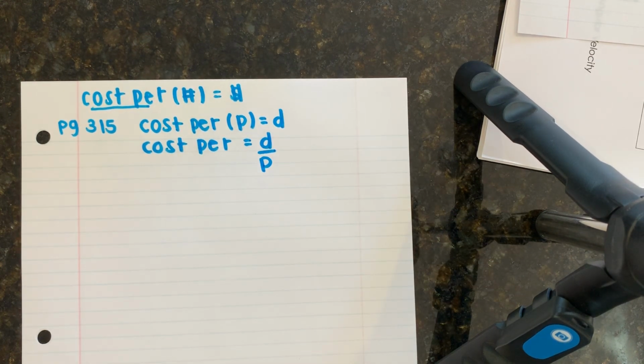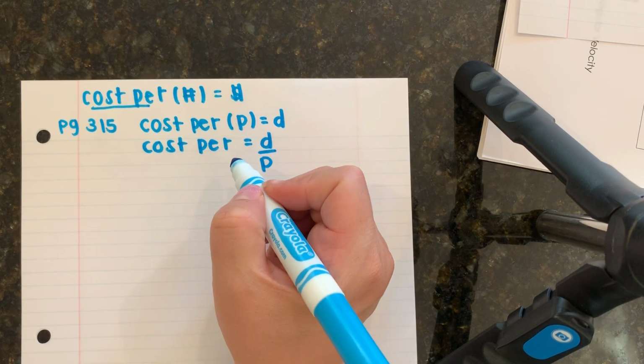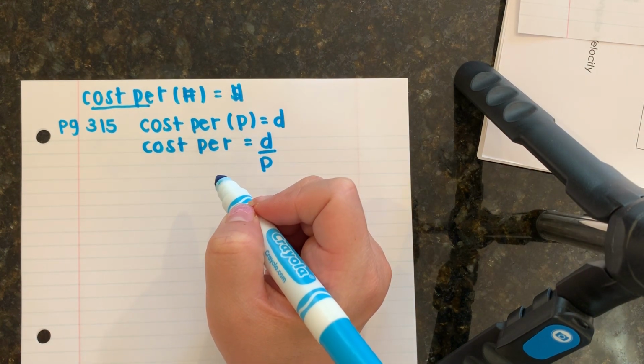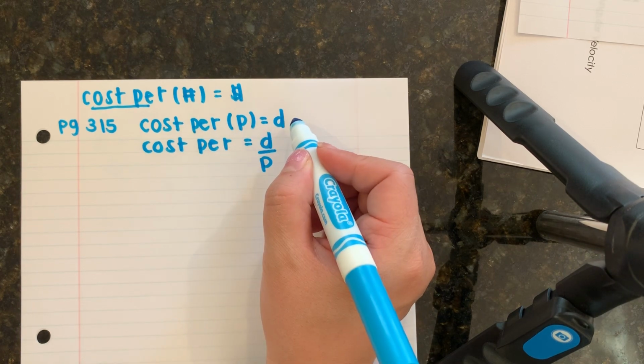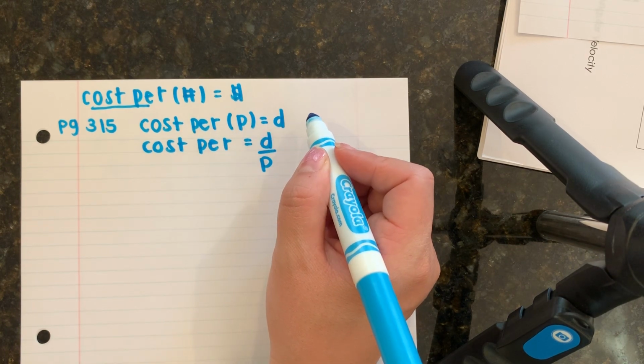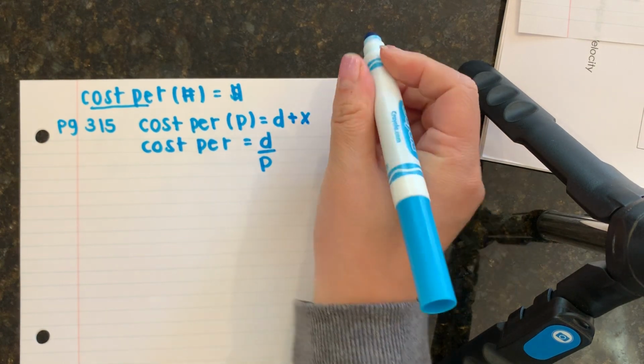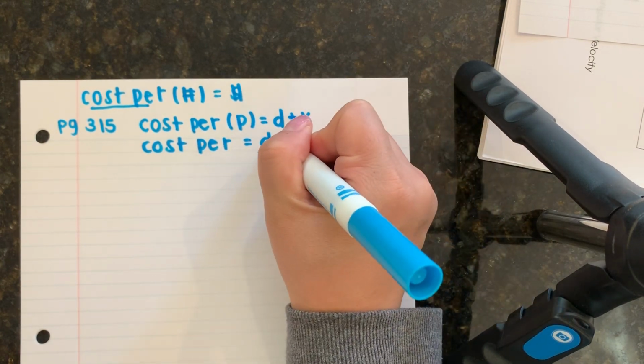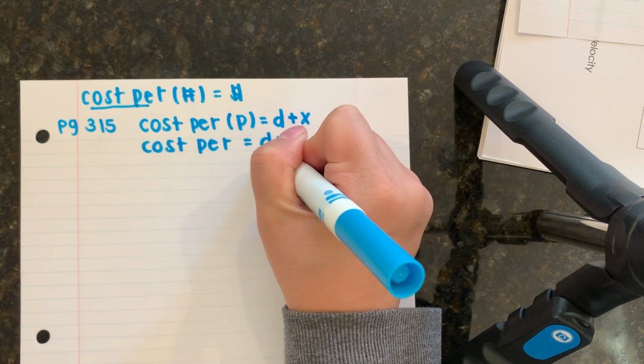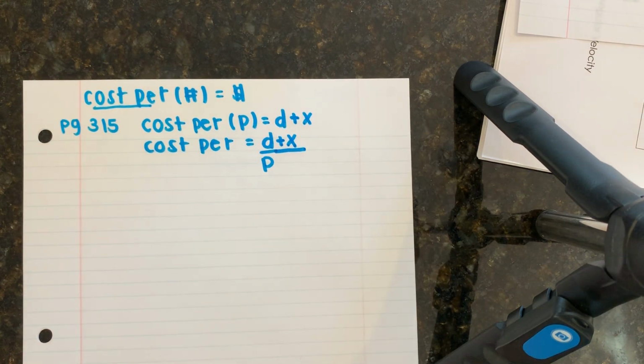Then it says that if the P pencils had cost X more dollars, how many pencils could Peter have purchased for $20? So it's saying that the P pencils is going to cost actually X more dollars. So in addition, we're going to add X. So our new cost per is going to actually be D plus X over P.